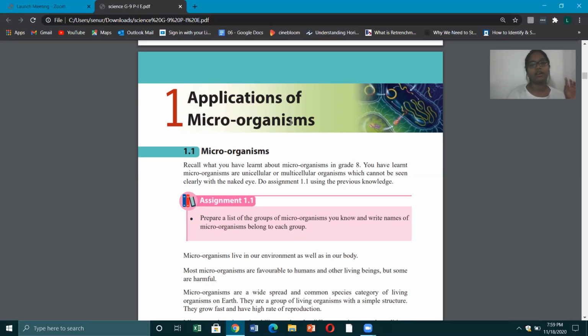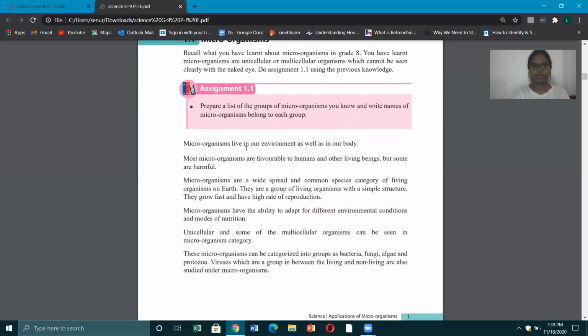Microorganisms are the opposite of macroorganisms. You can't see them with the naked eye. And what do you mean by naked eye? Naked eye means without using any kind of scientific instruments. Just with your eyes, you can't see a microorganism. Okay, let's start off with this. Microorganisms live in our environment as well as in our body.